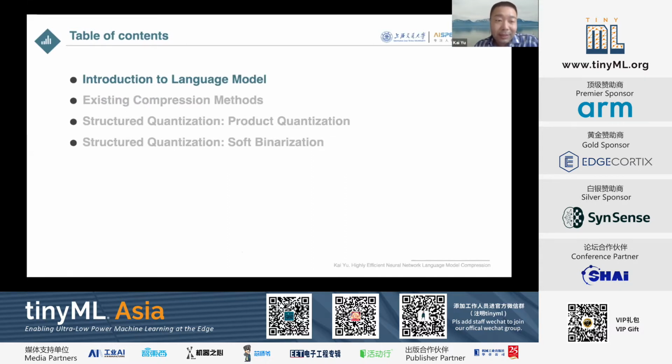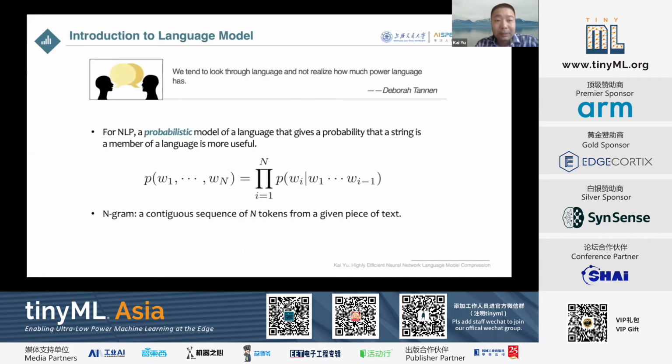So let's look at the existing compression methods for the language model. What is a language model? Basically, I need to explain that. A language model is a probabilistic model of a language which gives a probability of the whole word sequence. Given the word sequence, we need to calculate the probability.